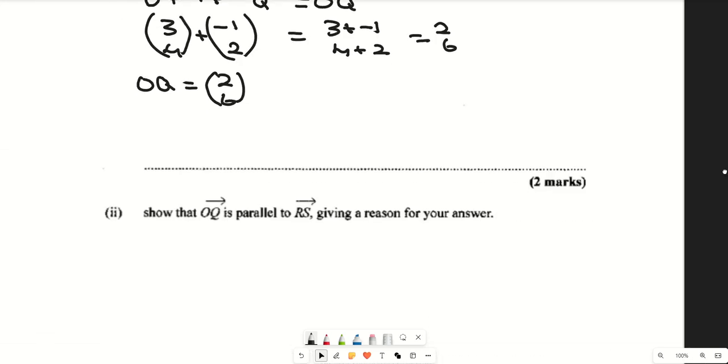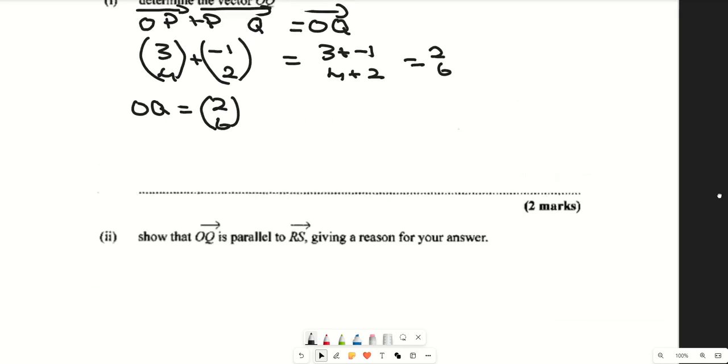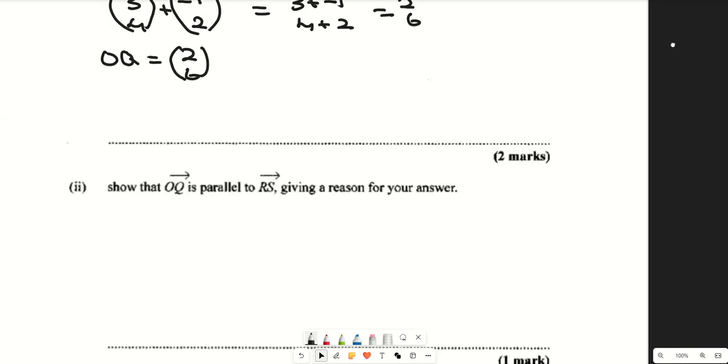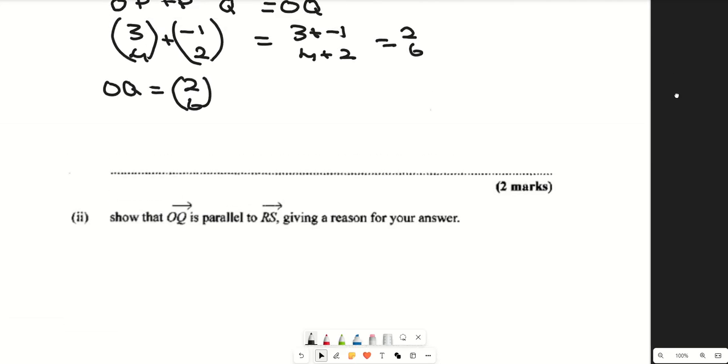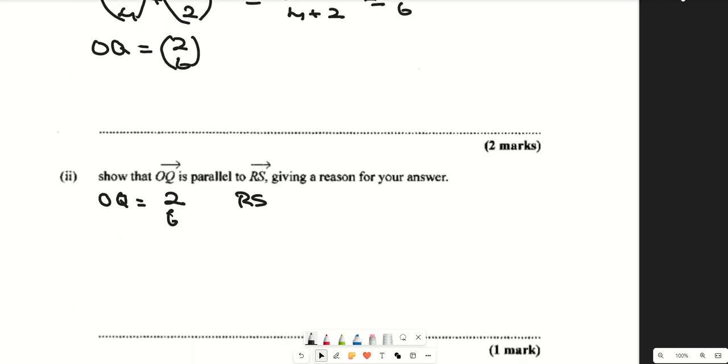Let's look at the second part. That's 2 marks right there. Show that OQ is parallel to RS and give reason for your answer. Right, so if they are parallel, it's either they are the same or scalar multiples of each other. So if we look at OQ, it is (2, 6), sorry, not 216, it's (2, 6). And what is RS equal to? (1, 3).